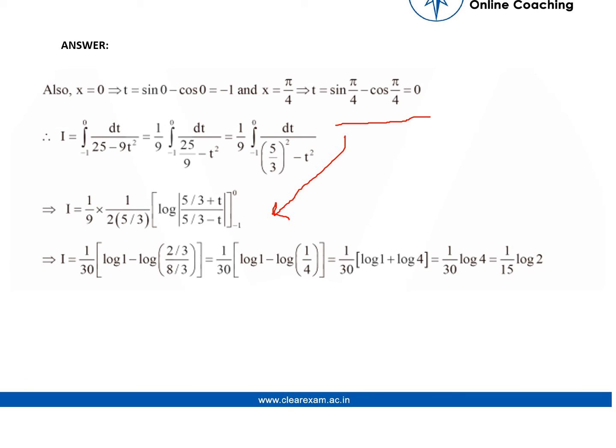Integration of I is equal to 1 upon 30 into log 1 minus log (2 by 3) upon (8 by 3), that is equal to 1 upon 30 log 4, that is equal to 1 upon 15 log 2.